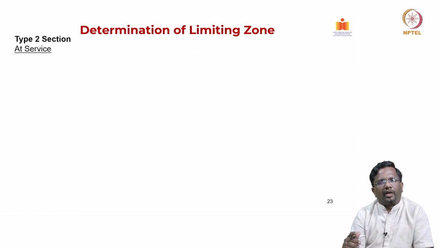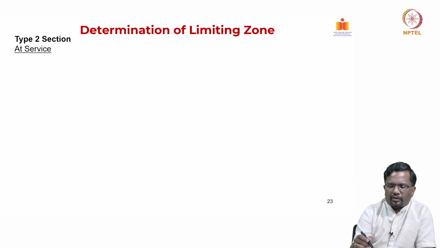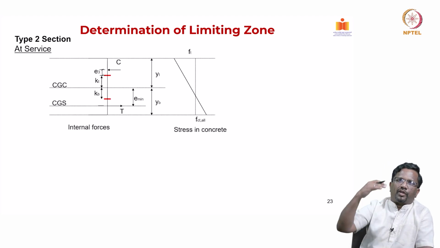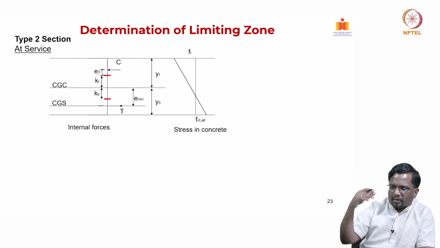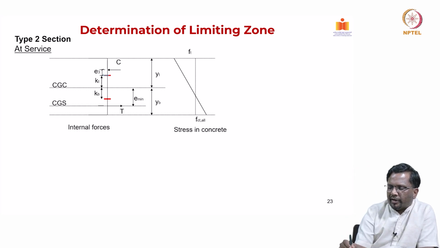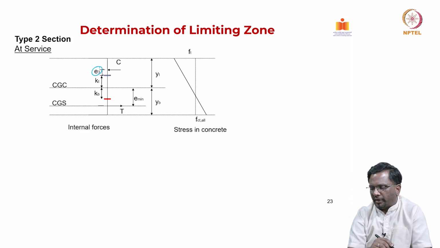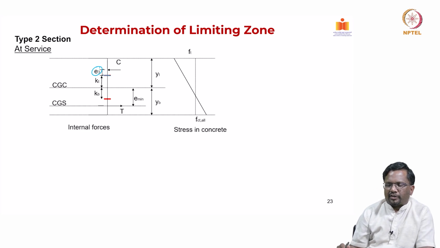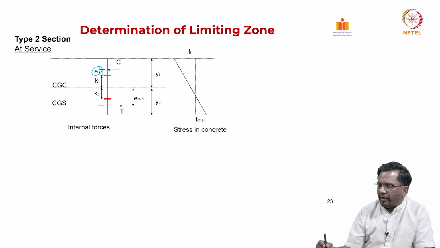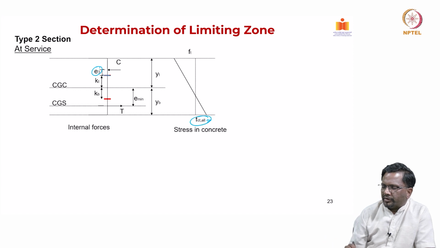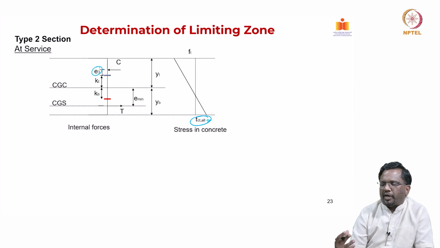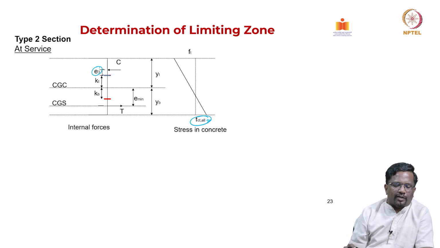Now we have done the calculation for transfer. Now how about at service? At service, what we are saying is that C would have moved further away from CGC and it would be at the top. Now C need not be at KT, but it can be slightly above KT by a distance E3, right. And this is your E minimum eccentricity. Okay. This is the condition for E minimum. Now again, because this FCT allowable is allowing some tension to happen in type 2, C can be away from KT by a distance E3.